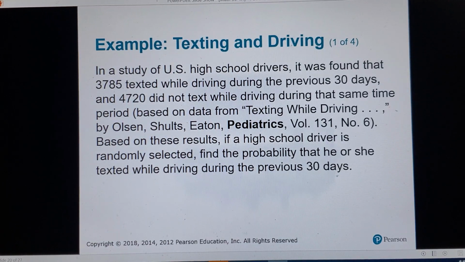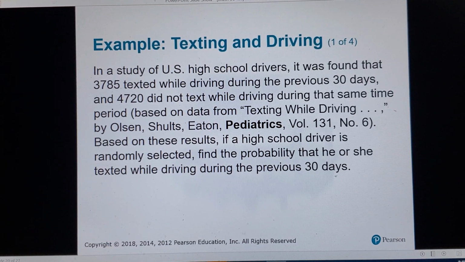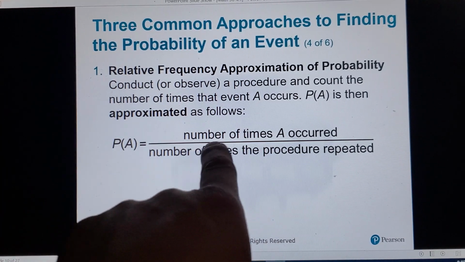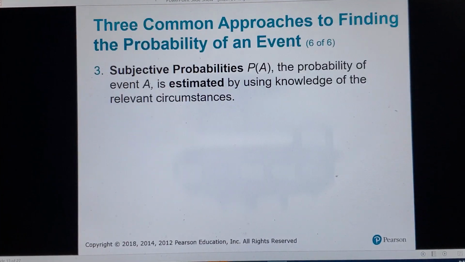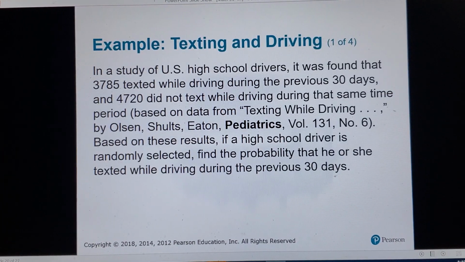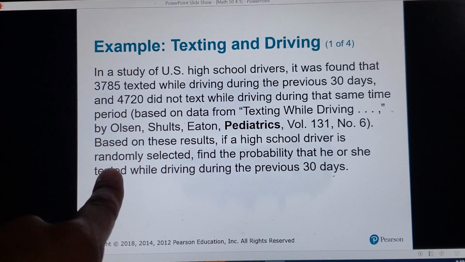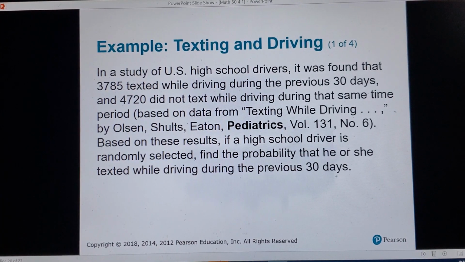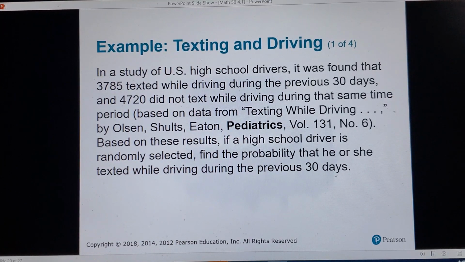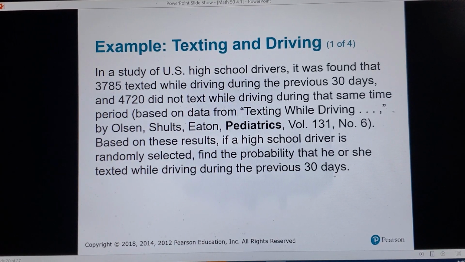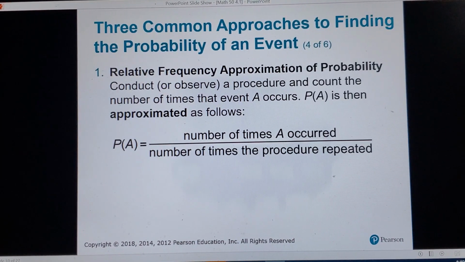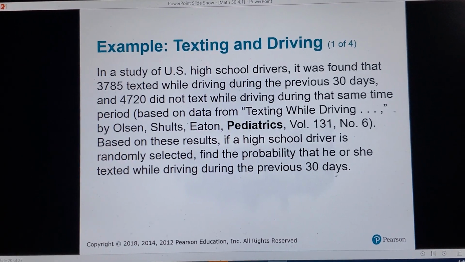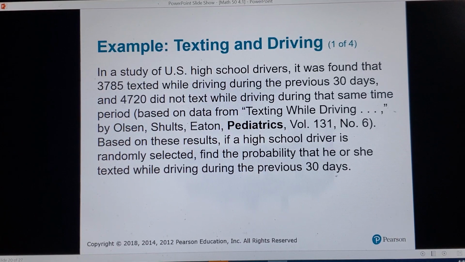well, you have to go back to the formula, the relative frequency. It's the number of times A occurred. So what's the event we're trying to find the probability for? Find the probability that he or she actually texts. We're looking for the probability that if you pick from everyone that they tested, what's the chance that the person you picked was one of the ones that texts while driving? Again, my denominator has to be the number of times the procedure repeated. In other words, how many people did they check if they actually were texting while driving?